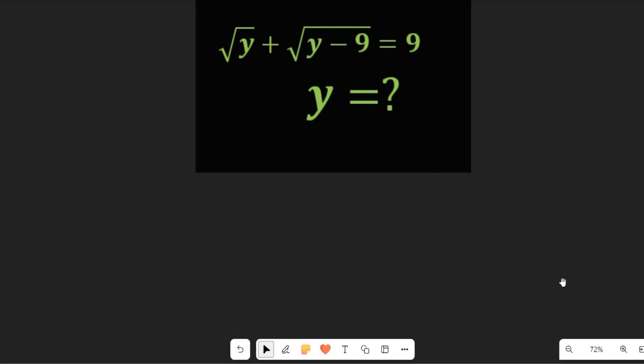Now, from this question, we are asked to find the value of y in the square root of y plus the square root of y minus 9 equal to 9.